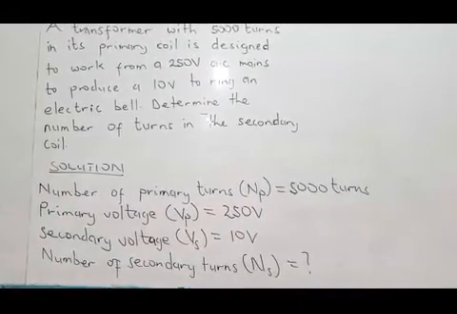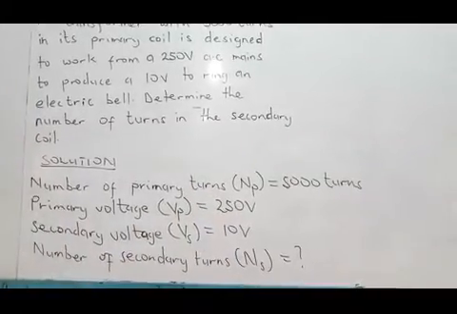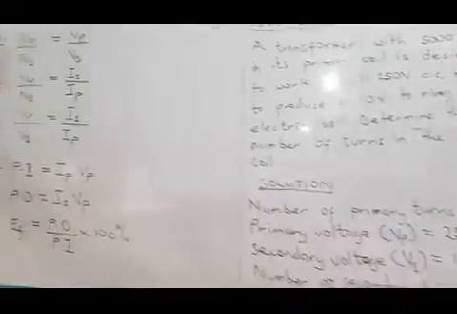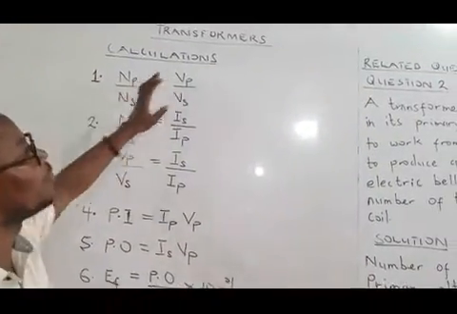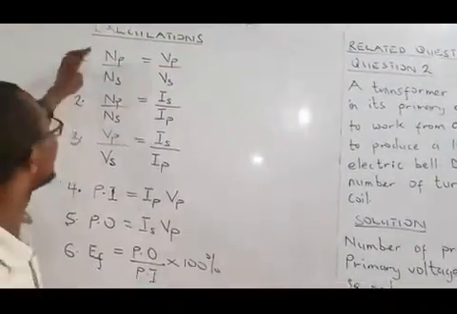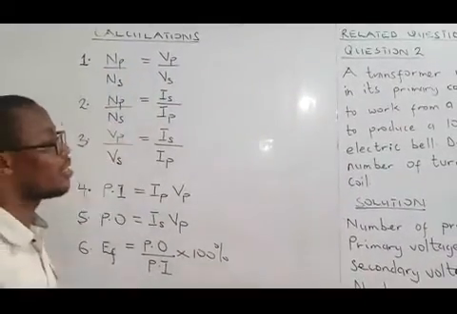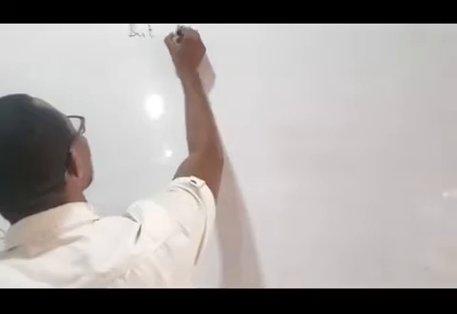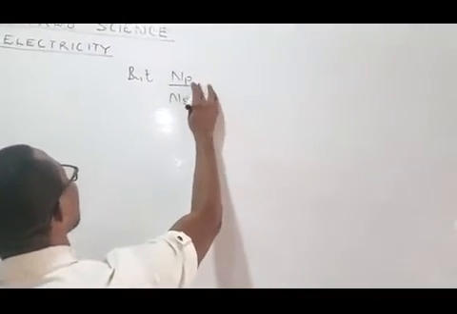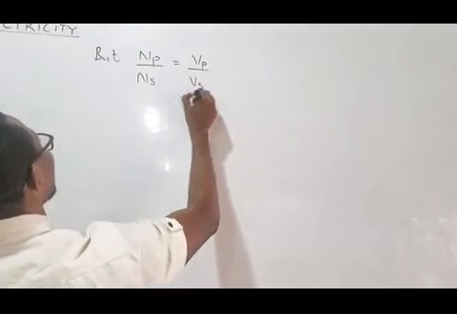Okay, so from the question we have voltage is given and we also have number of turns. So the equation to use is still equation 1, because equation 1 connects the number of turns to the voltages. In this case, we have the primary turns given, we have the voltages given, so we are supposed to make NS the subject. So still using equation 1, our number of primary turns over number of secondary turns should be equal to the primary voltage over the secondary voltage.